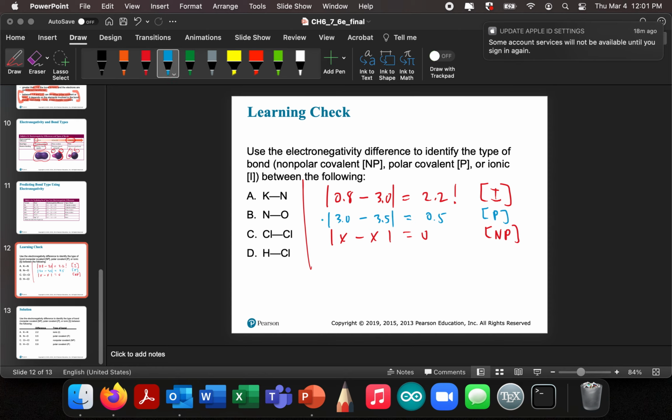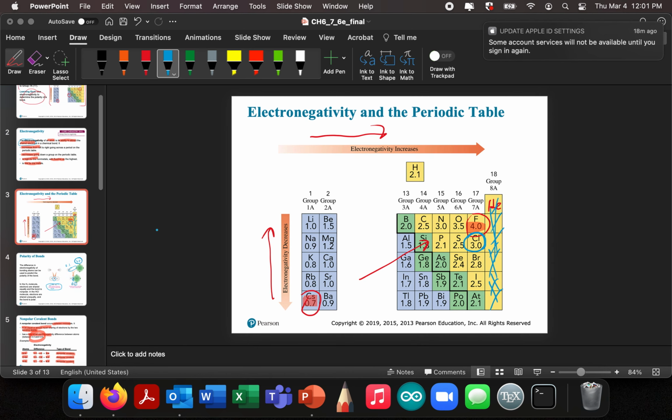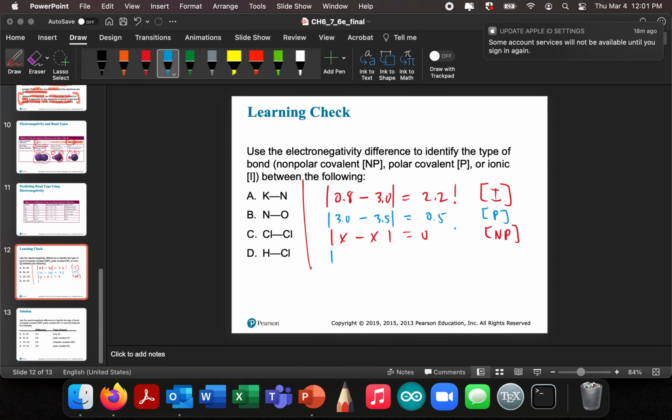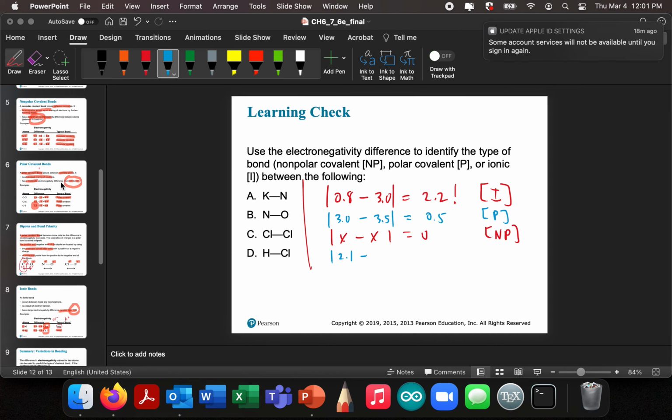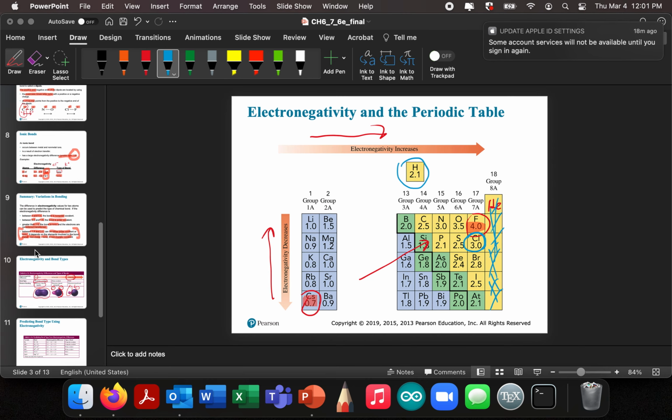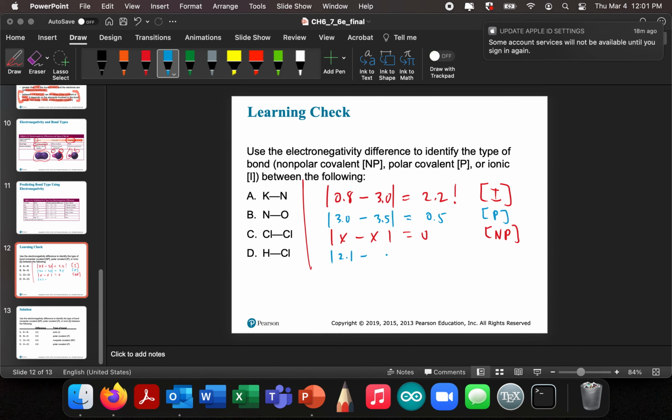Hydrogen is, some of these I have memorized, but I'm looking over here for you just in case. Hydrogen is 2.1, and chlorine was 3.0. It's right over here. That difference is 0.9, and so that is going to be polar.